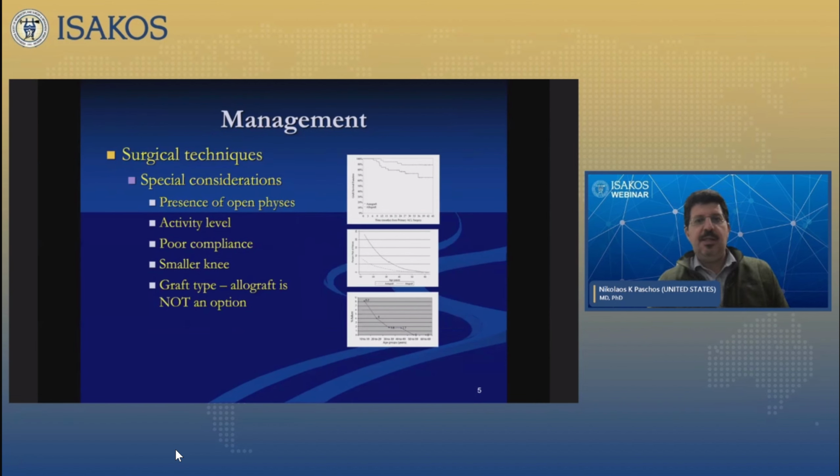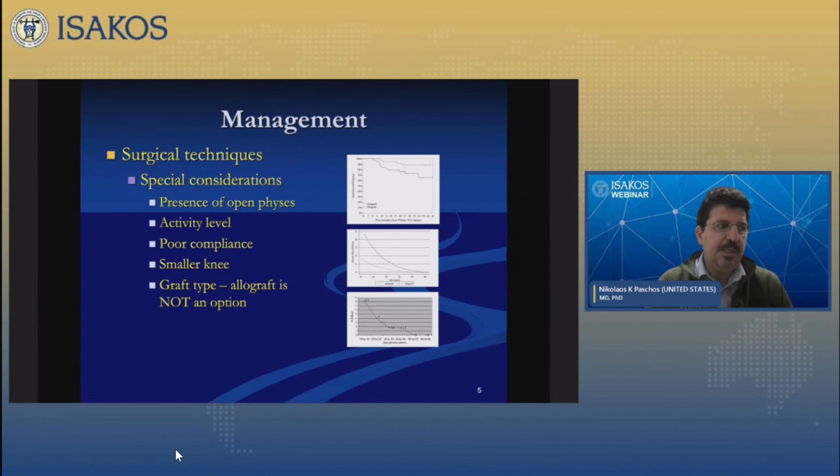What are the things that you need to be considering? Obviously, you need to be aware that the growth will continue. These patients have other considerations as well. They have a high activity level and probably relatively poor compliance, so you need to incorporate this in your whole management plan. The knee is much, much smaller, so these create some challenges on their own.